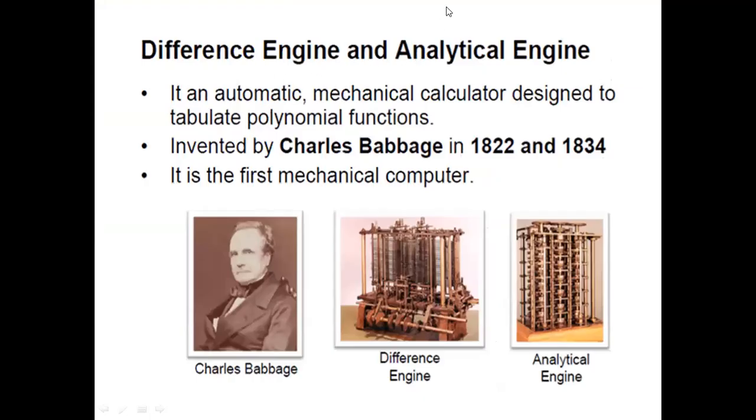Difference engine and analytical engine. We have two engines. One is the difference engine, and this is called the analytical engine. It is an automatic mechanical calculator designed to tabulate polynomial functions. It was invented by Charles Babbage in 1822 and 1834, and this is one of the first mechanical computers. We have two engines, the difference engine and the analytical engine. Both were invented by Charles Babbage, who is called the father of the computer, in 1822 and 1834.